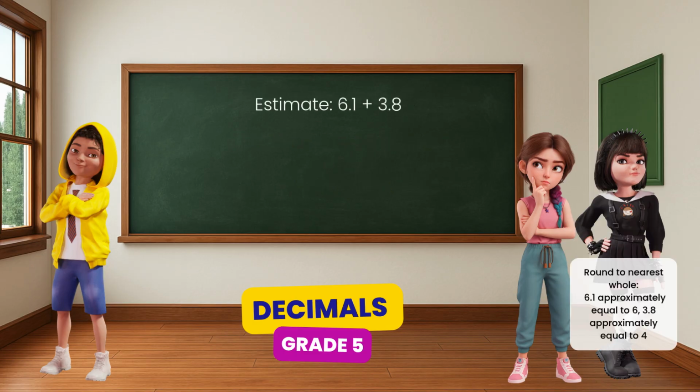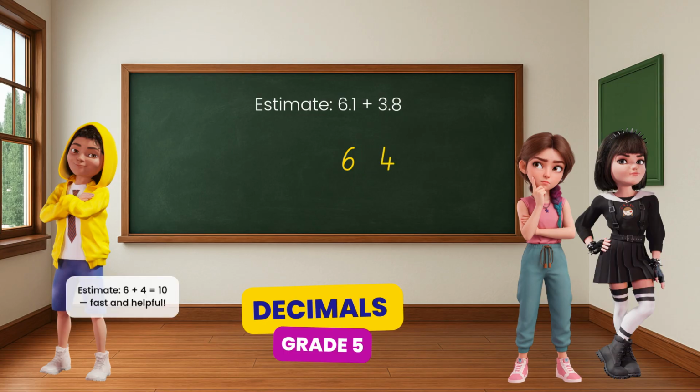Round to nearest whole. 6 and 1/10, approximately equal to 6. 3 and 8/10, approximately equal to 4. Estimate. 6 plus 4 equals 10. Fast and helpful.